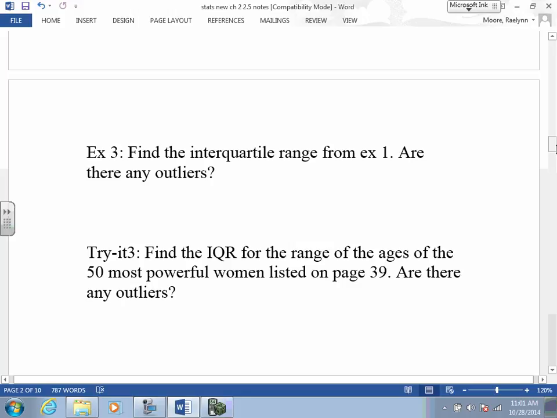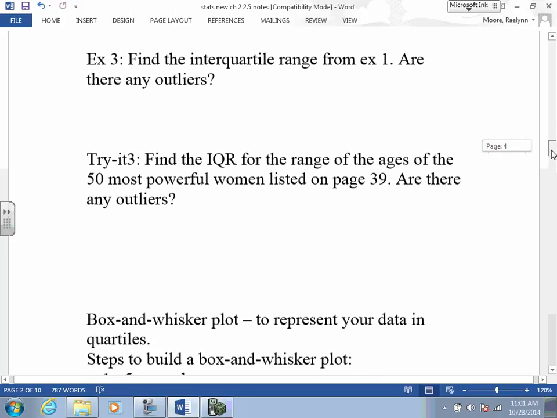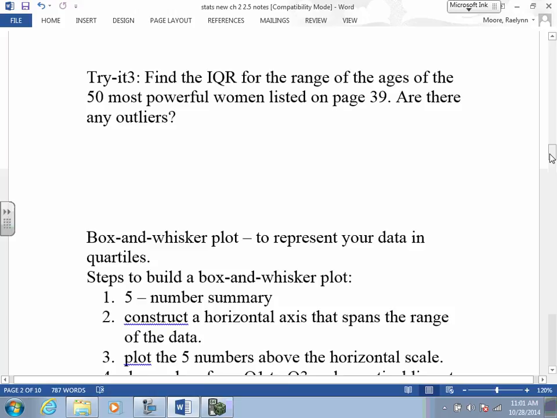So we found your interquartile range. We looked at that one. Try number 3. Here's a good one for you to try. On page 39. This is your most powerful 50 women in the world of 2012. Remember their ages?